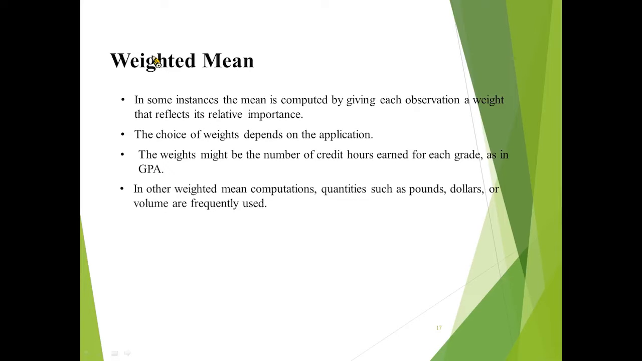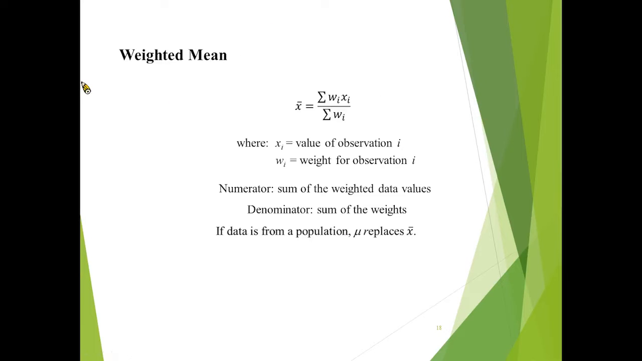And the weighted mean. In some instances, the mean is computed by giving each observation a weight that reflects its relative importance. The choice of weight depends on the application, and the weight might be the number of credit hours earned for each grade, as in GPA. Other weights might be quantities such as pounds, dollars, or other values that are frequently used. So this is the weighted mean.